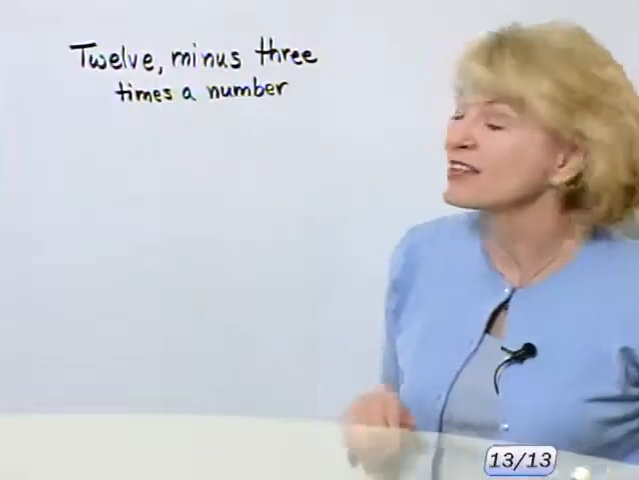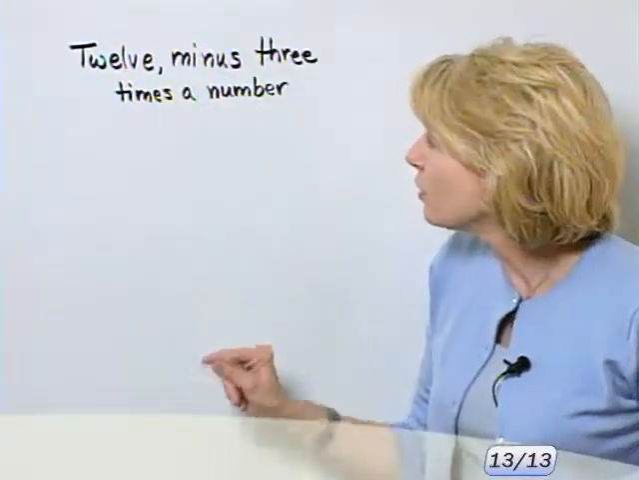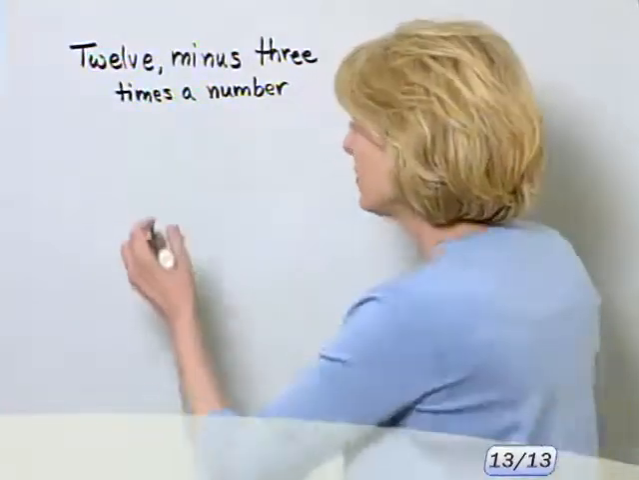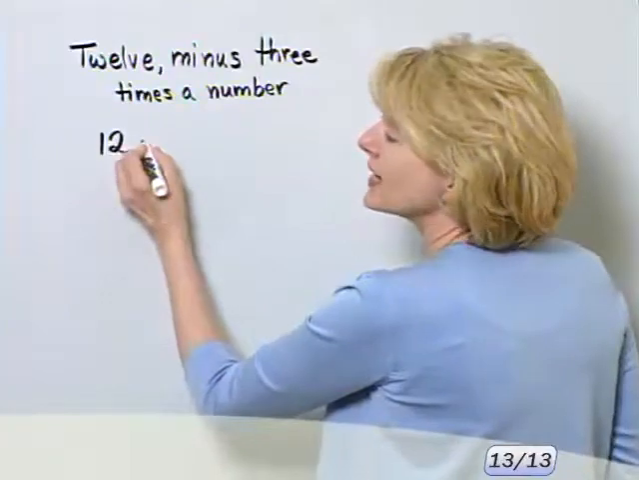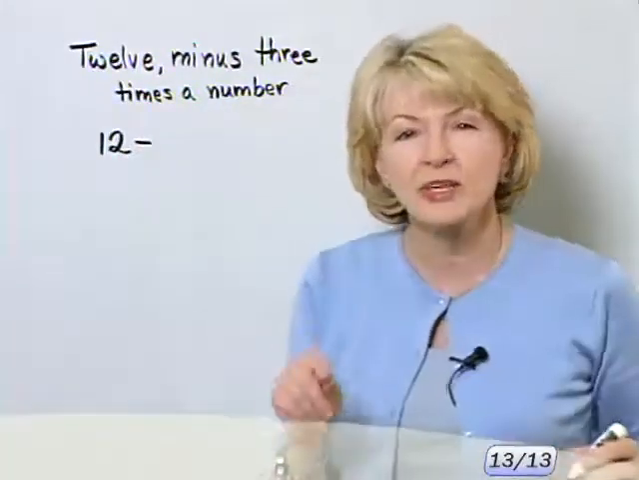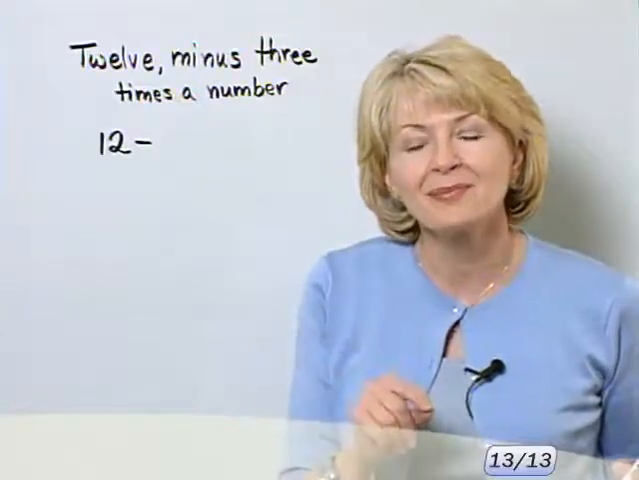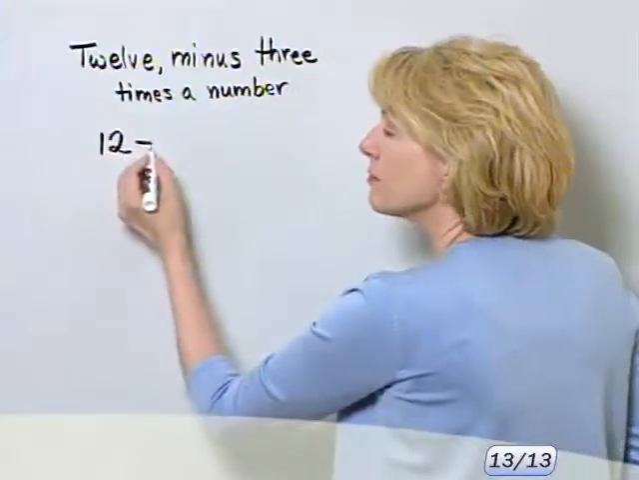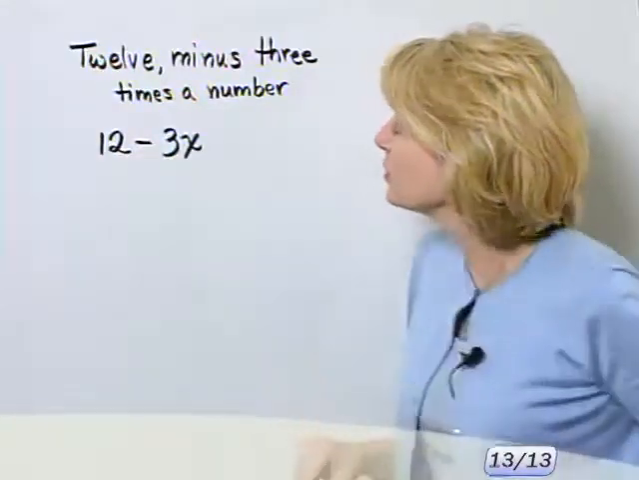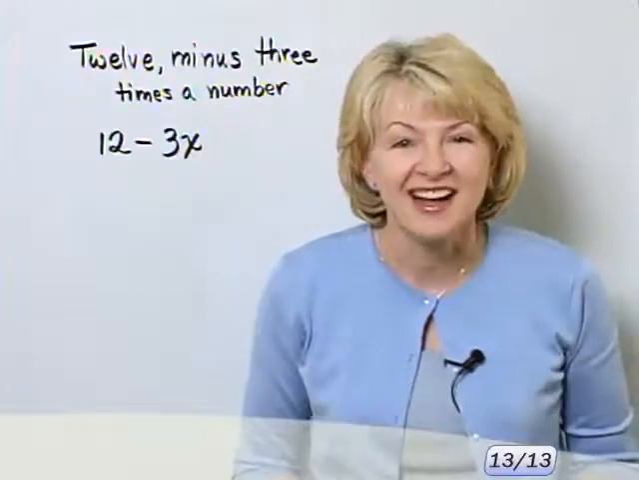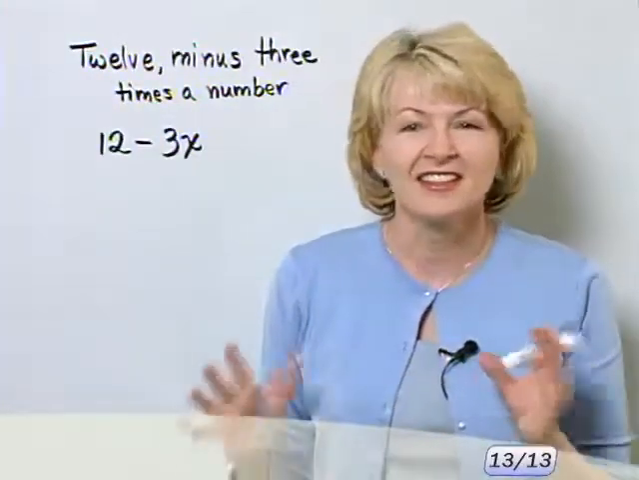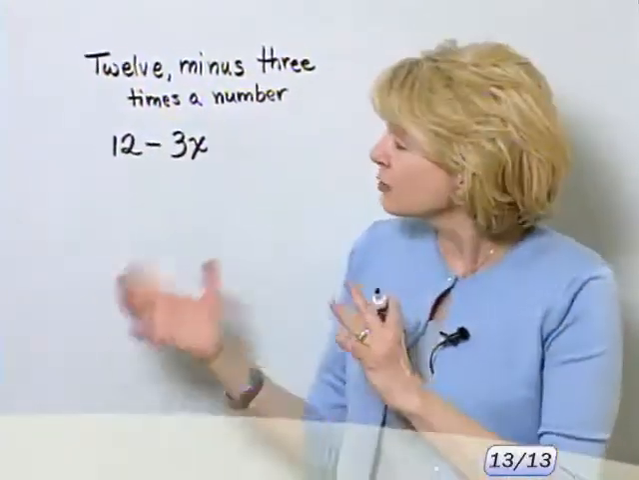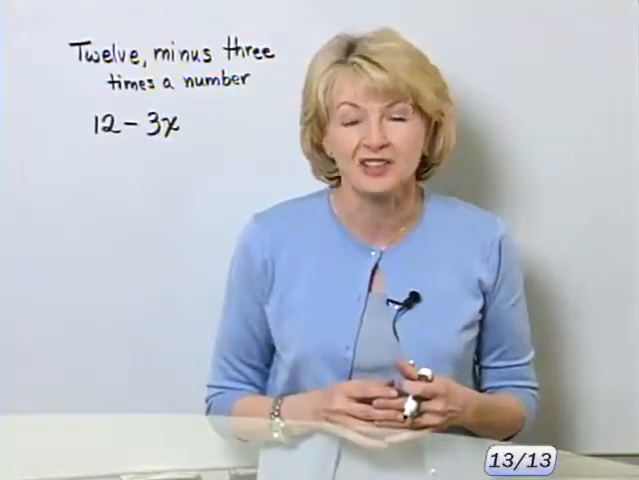Let's translate this phrase to an algebraic expression. 12 minus 3 times a number. 12 minus, and then how do we represent 3 times a number? 3 times a number is 3 times x, or 3x. So 12 minus 3 times a number translates to 12 minus 3x. At this time, practice finding absolute values, practice finding opposites, and practice translating to algebraic expressions.